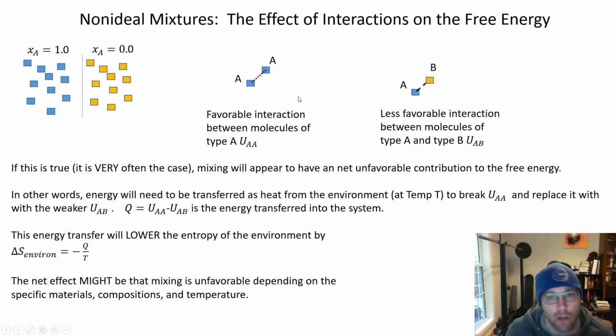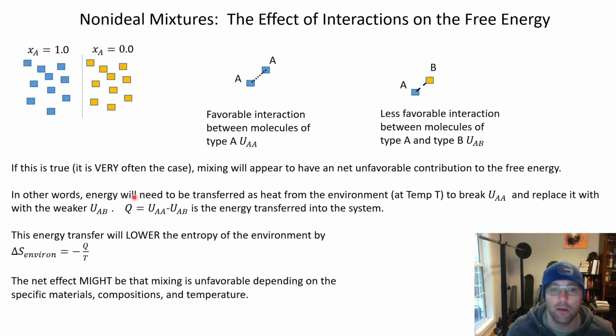And so it looks like mixing has a net unfavorable contribution to the free energy. In other words, you would have to take energy from the environment in the form of heat to cause the mixing to occur, because you would have to disrupt this interaction and replace it with a less favorable interaction, AB.